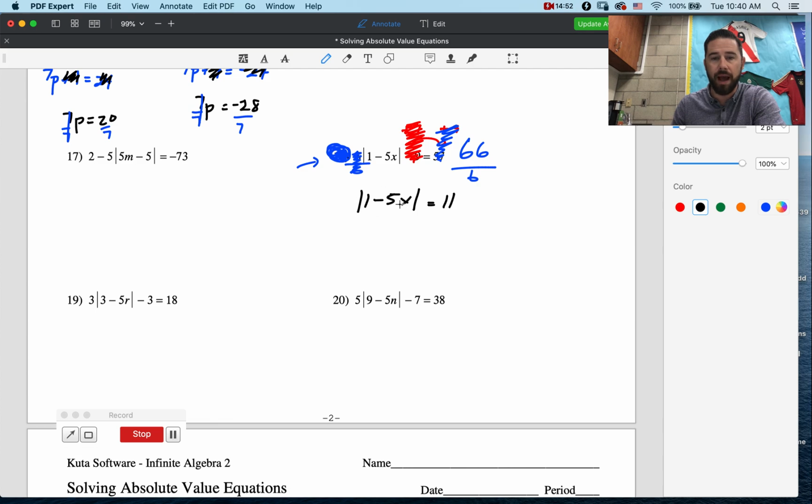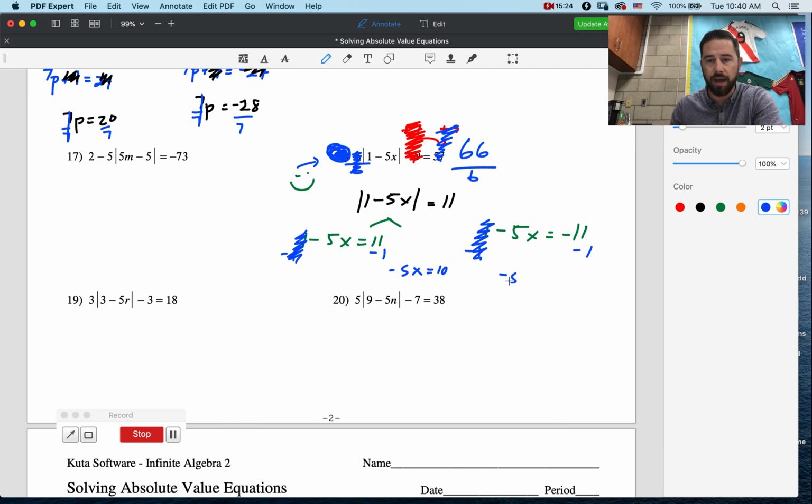And the absolute value now is by itself. We're happy about that. Okay, we got him by himself, so we split them up. We say 1 minus 5x equals 11, and we say 1 minus 5x equals negative 11. I think this one's going to have a fraction. Okay, so we're going to subtract 1 to get rid of that guy. We're going to subtract 1 to get rid of that guy. And it looks like I have negative 5x equals 10. And here it looks like I have negative 5x equals negative 12.